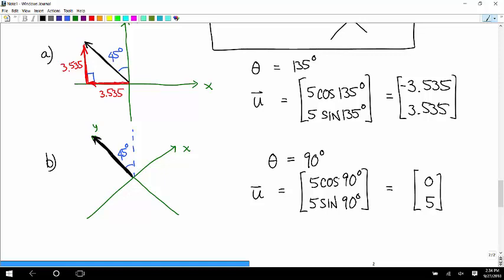Yeah, I could have chosen a different coordinate system for that where this was along the negative x-axis, just rotated 90 degrees that way, and yeah, yep.